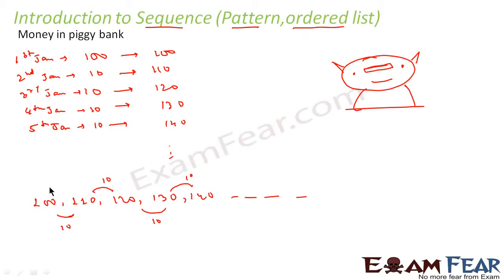We have different kinds of sequence. We'll go through them, but just understand what a sequence is. Sequence is nothing but an ordered list. The list is ordered. It can be in ascending order, that is, increasing from small to big. It can also be decreasing, from big to small. But it should be in order and should have a pattern. Then it is called a sequence.